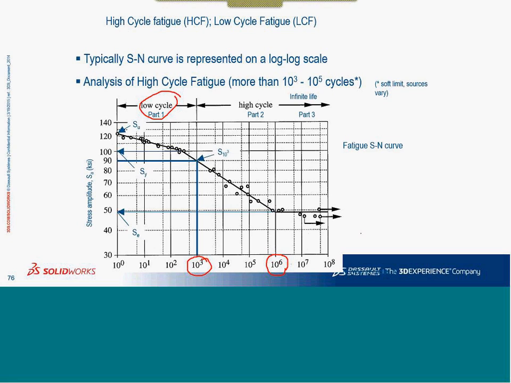On the other hand, if it is somewhere in between, that is, more than 1,000 and less than a million, then we are talking about high cycle fatigue. Okay, high cycle fatigue, but it is going towards the infinite range. This range between 1,000 and 10 raised to 6 is what simulation can simulate.